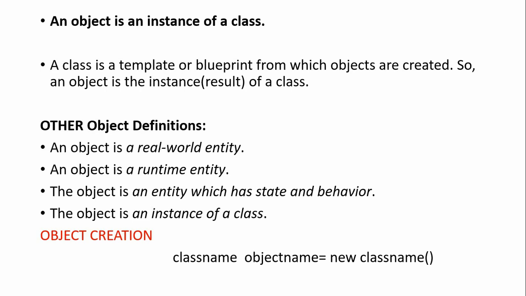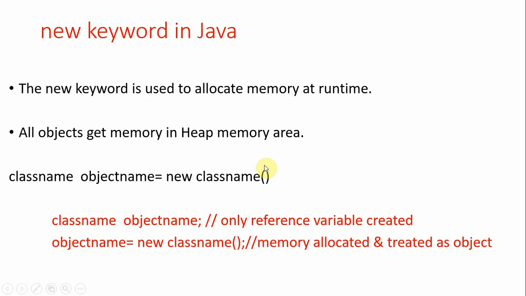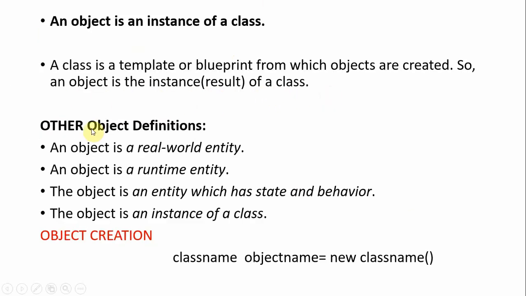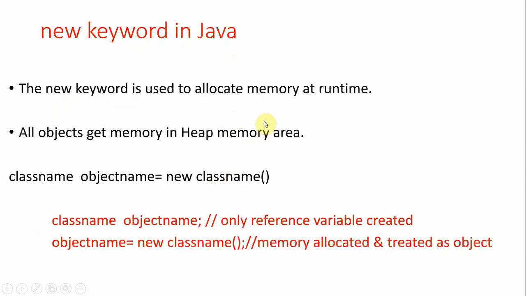Now, what is new? New is a keyword in Java. The new keyword is used to allocate memory at runtime. We already discussed that an object is created at runtime, right? So whenever we want to create an object, we use the new keyword, and it helps to allocate memory at runtime only. So the object is created at runtime, and memory is also allocated at runtime only.